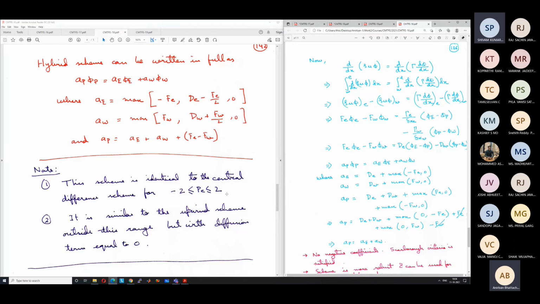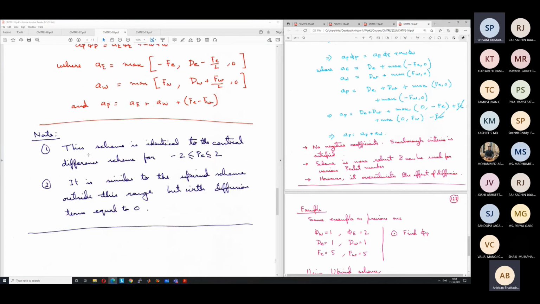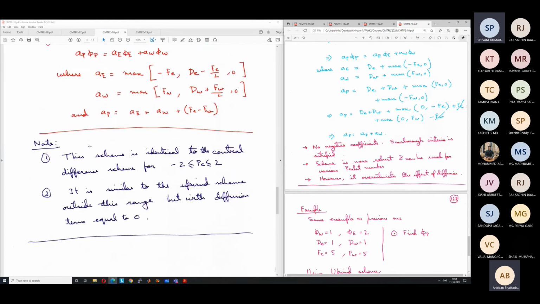Why are these not there? Because at very large Peclet numbers, the effect of diffusion is negligible. Although it is present, we need not include it. We can neglect it, and at very large flow only the flow-dominant characteristic should be there. That's why, for the more realistic hybrid scheme, the diffusive term is equal to 0. That's why we had also written that the upwind scheme overestimates the effect of diffusion, whereas the hybrid scheme is much more accurate.